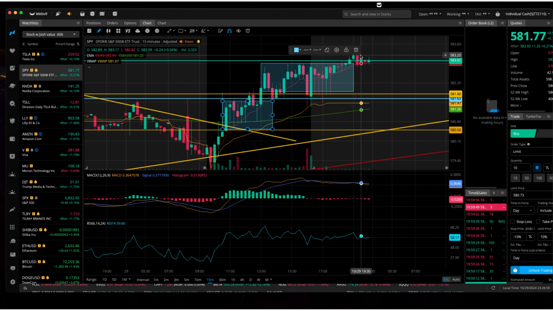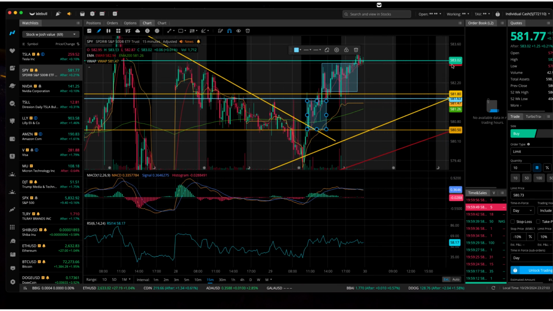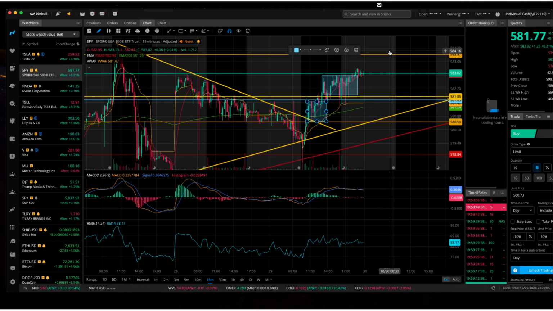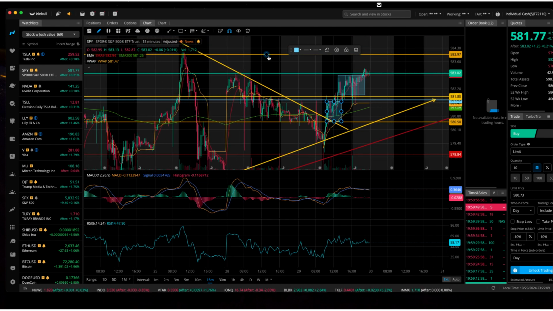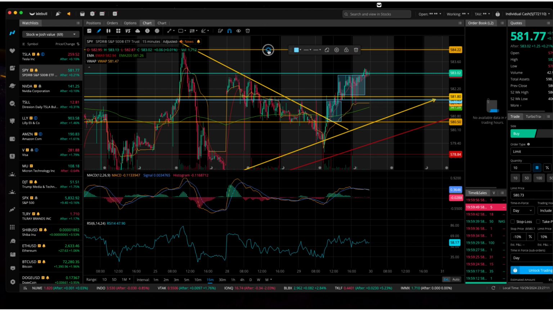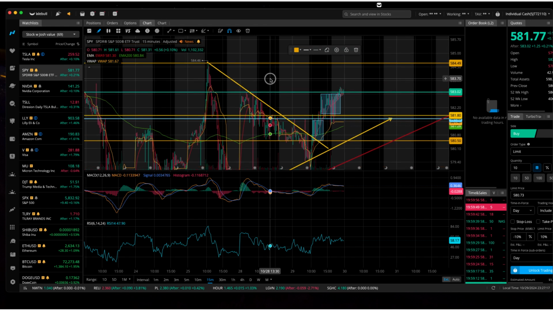So I think 583 is resistance. If we start breaking it, then I think we can get on up to 584 area. Yeah, maybe 585. Yeah, here. 584.50. That's your next range.